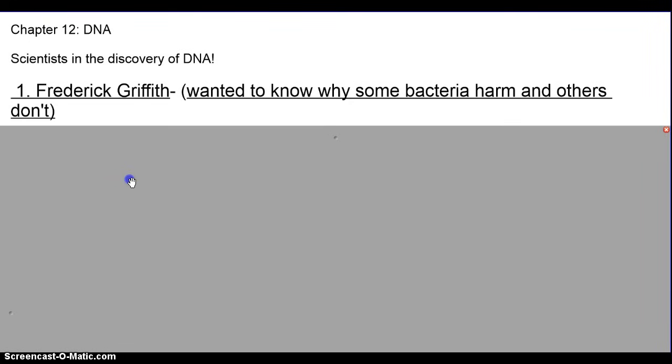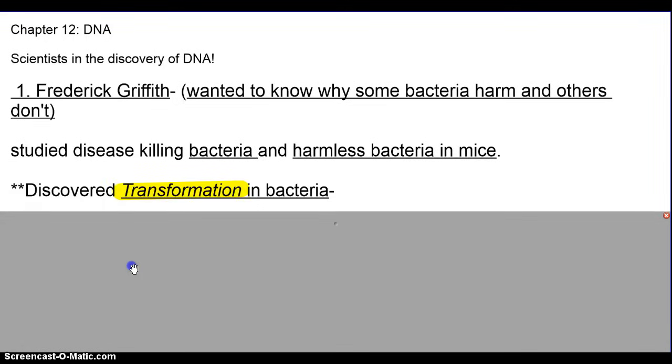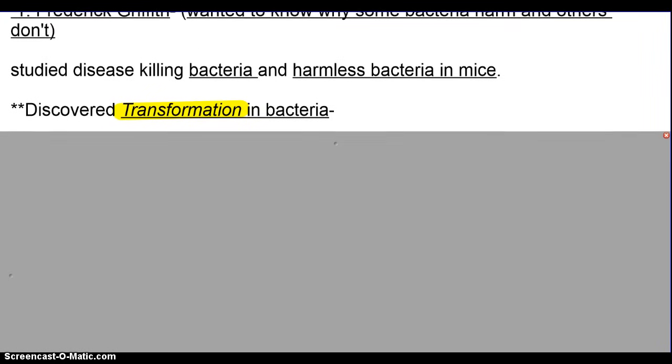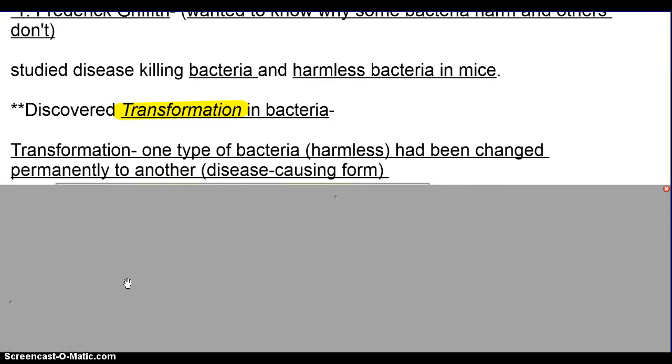So the first guy to dig into DNA was Frederick Griffith, and he wanted to know why some bacteria caused disease and why others didn't. There were some strains that caused the disease and some strains that didn't. So we had the disease-causing bacteria and the harmless bacteria, and he used mice as his source to study this. And he was able to figure out this process called transformation. Transformation is when one type of bacteria has been changed permanently to another. So something gets transformed into the non-disease bacteria to make it disease-causing.